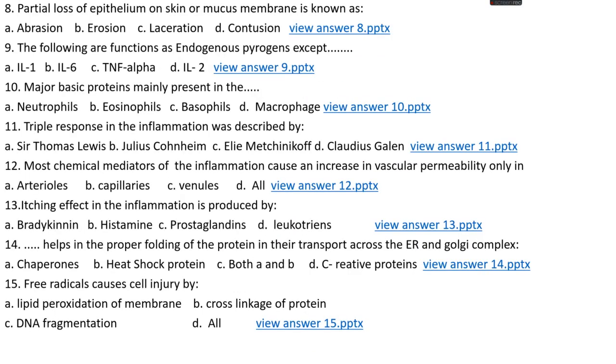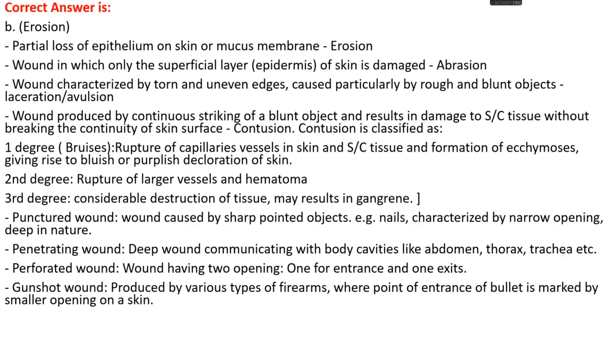Question number 8. Partial loss of epithelium on skin or mucous membrane is known as option A, abrasion; option B, erosion; option C, laceration; option D, contusion. The right answer is option B, that is erosion. Partial loss of epithelium on skin or mucous membrane is termed erosion, while abrasion is a wound where only the superficial layer, that is the epidermis of the skin, is damaged.